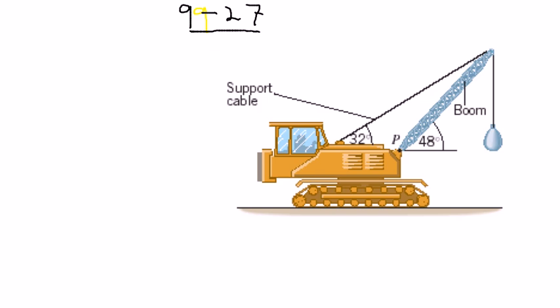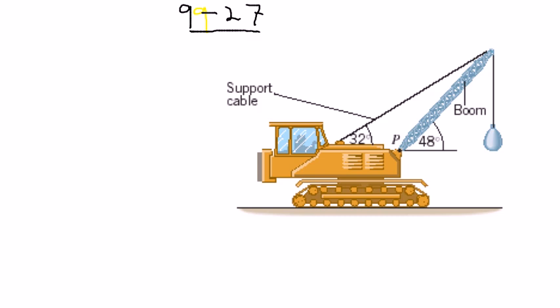So the support cable is this cable here, and we're also asked to determine the forces exerted on the lower end of the boom at hinge P. So there's some forces at this point P that we're asked to determine as well. So this looks pretty tricky for sure, and it is.